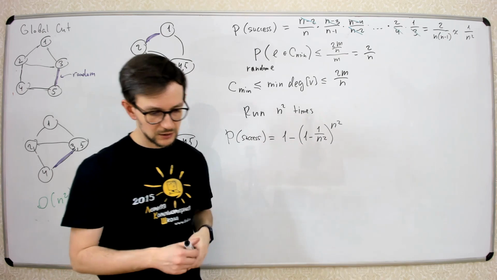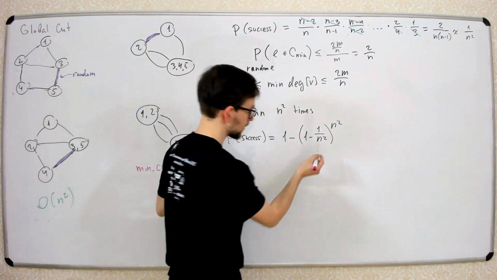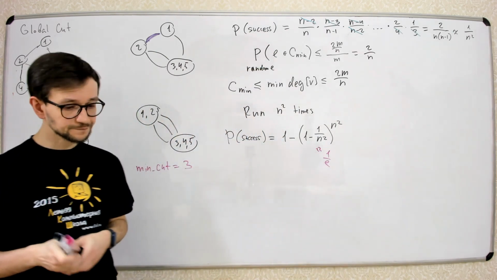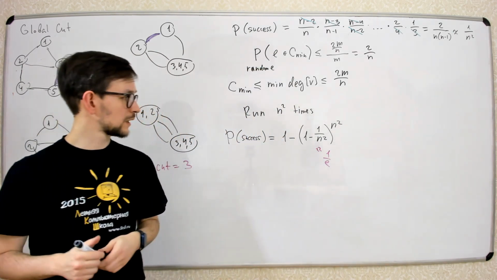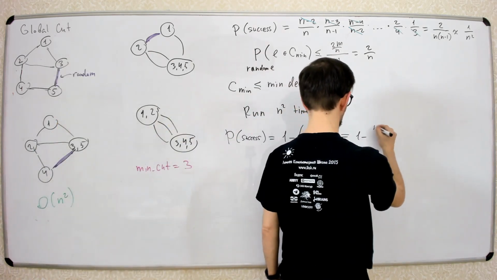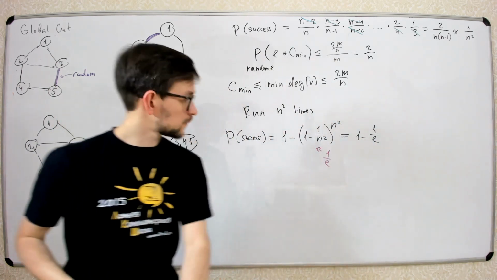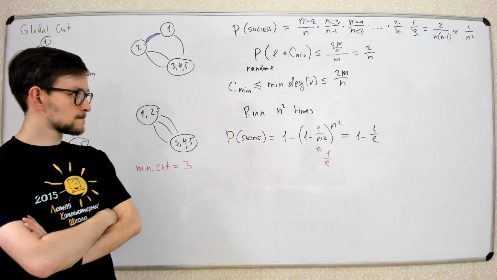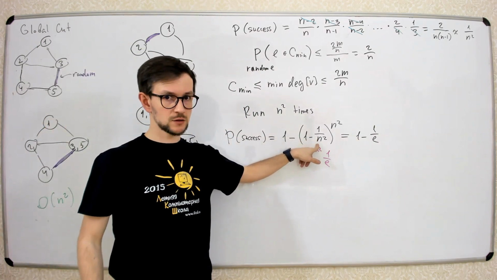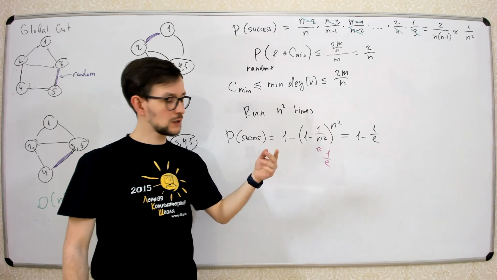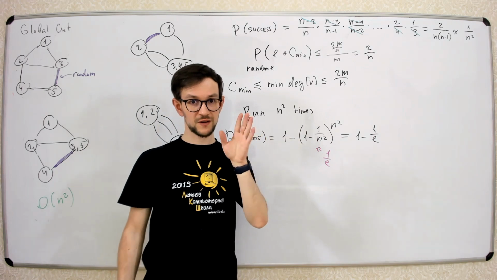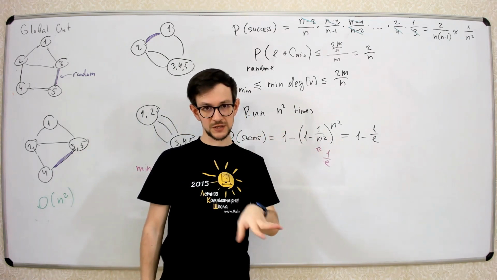Now this thing is actually about 1 over e. So probability of success will be something like 1 minus 1 over e. So now this probability does not depend on this n. So probability is the same. It's not perfect, but it's something, yeah? So we have some constant probability of success.